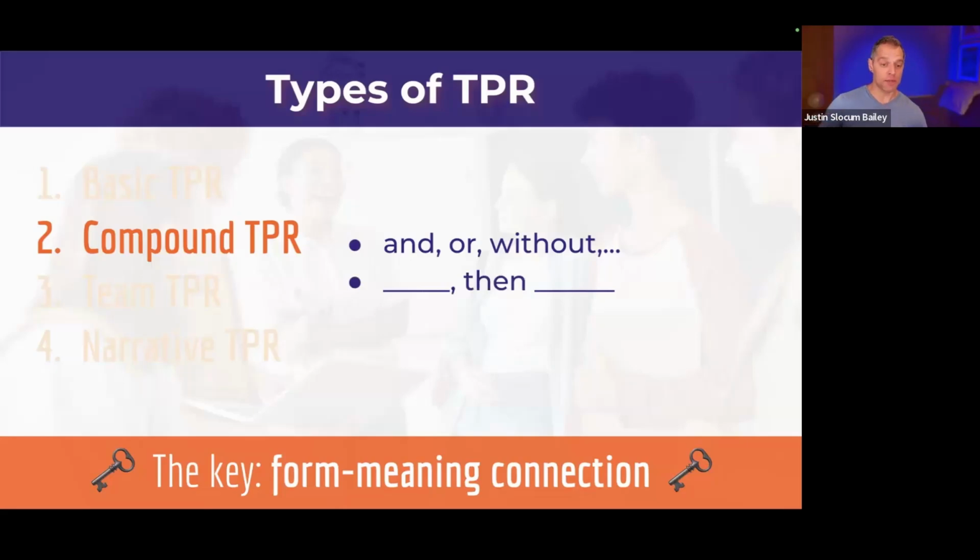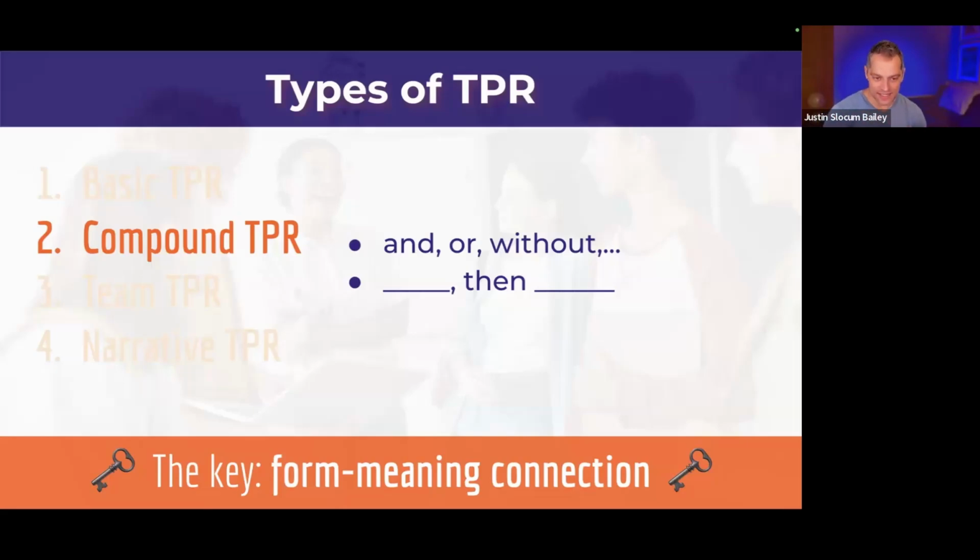Another example of compound TPR might be something like, go to the window, then tap your nose. So some other kind of sequence, or first go to the window, then tap your nose, finally go back. Any way that you want to work in some more language like that. You don't want to do it too much longer than that, or else it becomes a memory exercise. But again, that's what I mean by compound TPR, combining multiple commands that have some relationship to each other.